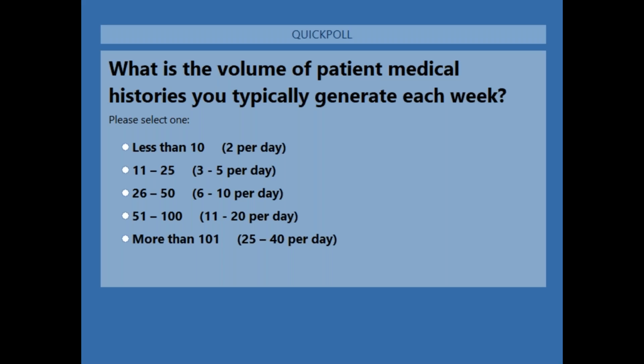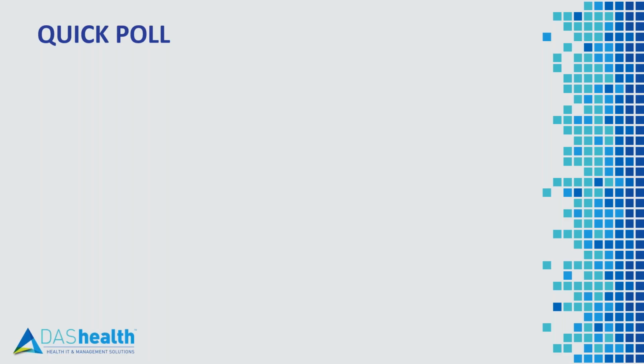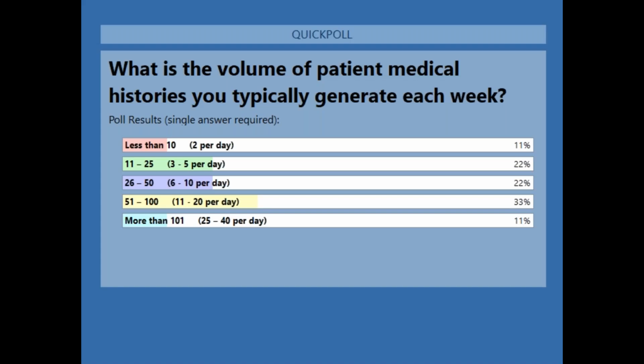Okay, I'll give you 5 more seconds. So 5, 4, 3, 2, 1. Go ahead and close that out. And then let me share that with you so we can see. So about a third, 51 to 100, and about a half between 11 and 50 per week.